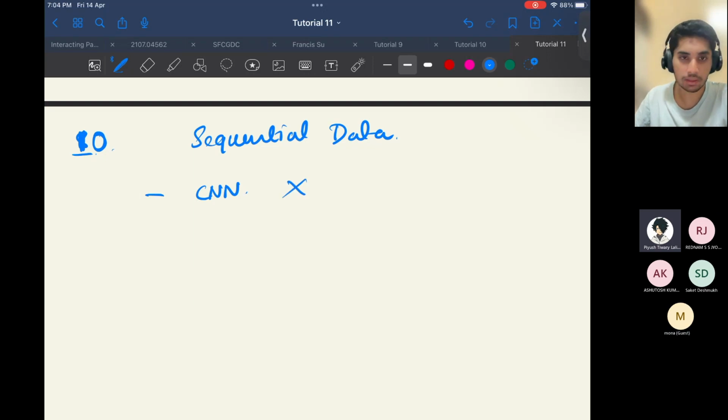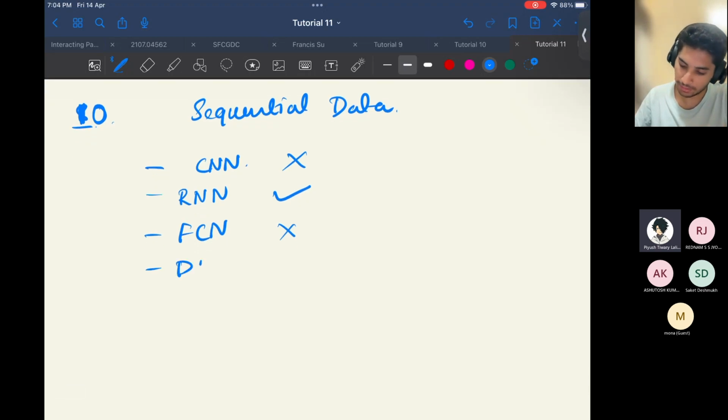Yes. CNN isn't the correct option, as you all know. It is used to deal with spatial data. RNN is the correct option, as we have been seeing. FCN, fully connected neural network, cannot deal with sequential data; it can only deal with a vector input, so that is not correct. Deep belief network is something you have not been taught, but it is probabilistic and also doesn't work with sequential data. So that is not correct either.